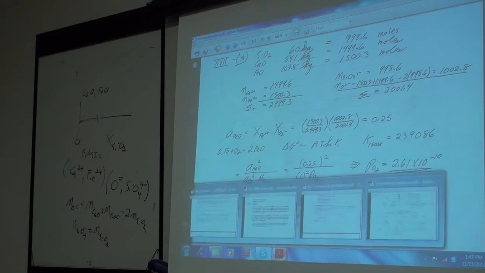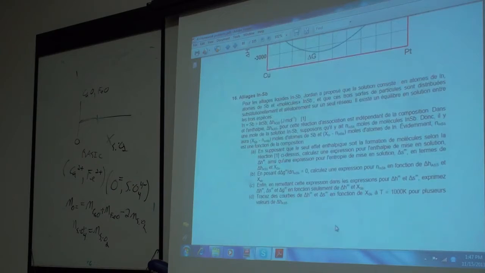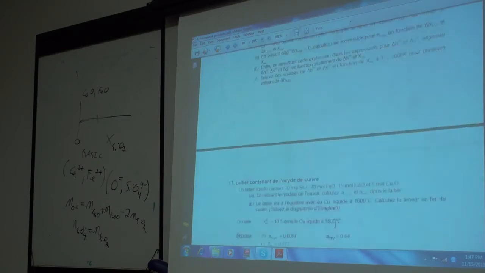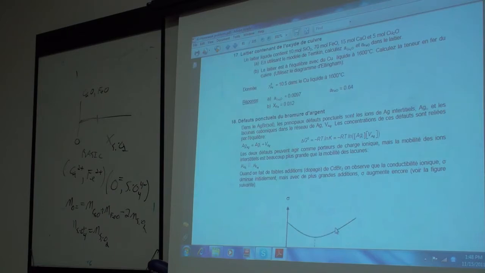I think 17 is probably similar. Let's see what I have. So it's a similar one. Slag containing copper oxide. A liquid slag contains, again, silica, FeO, CaO, and Cu2O. Calculate the activity of copper oxide and FeO in the slag, again, assuming the basic slag. The slag is at equilibrium with liquid copper. Calculate the iron content of the copper.